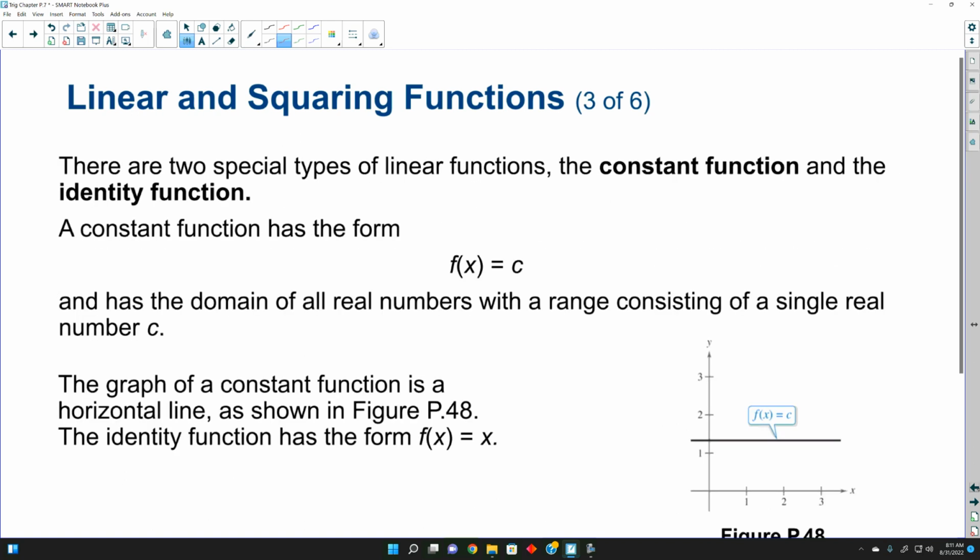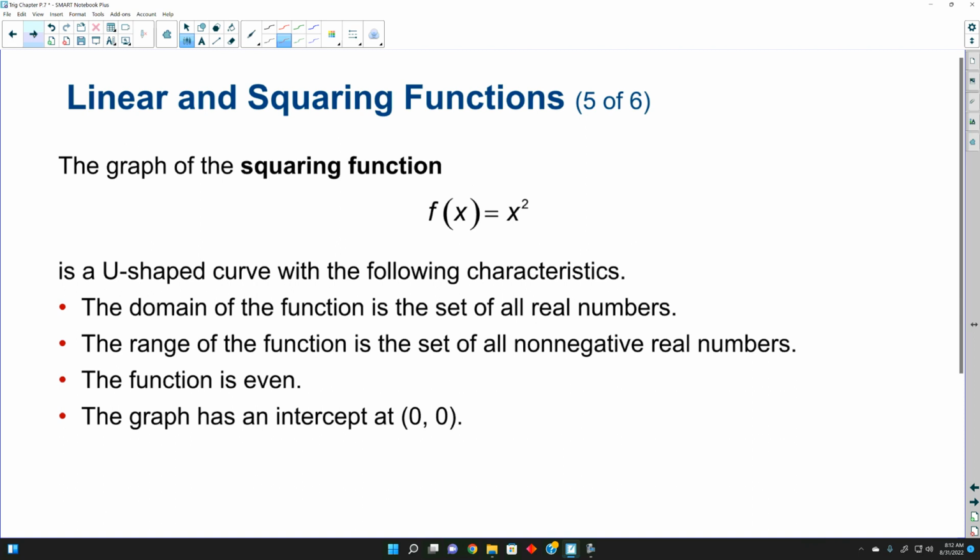Now the next one we can have is the constant function. A constant function is just going to be a straight line. y equals, we'll call it c, just a number. And it's a flat line. We have this here. Or it could come in the form of f of x equals x.